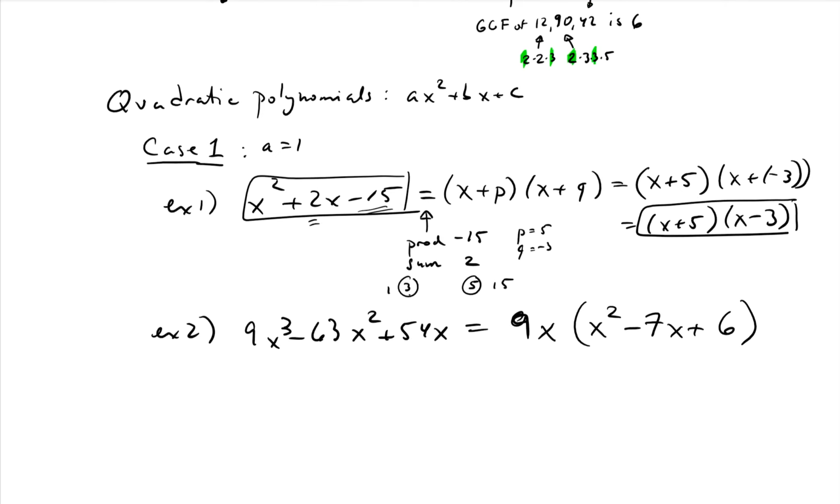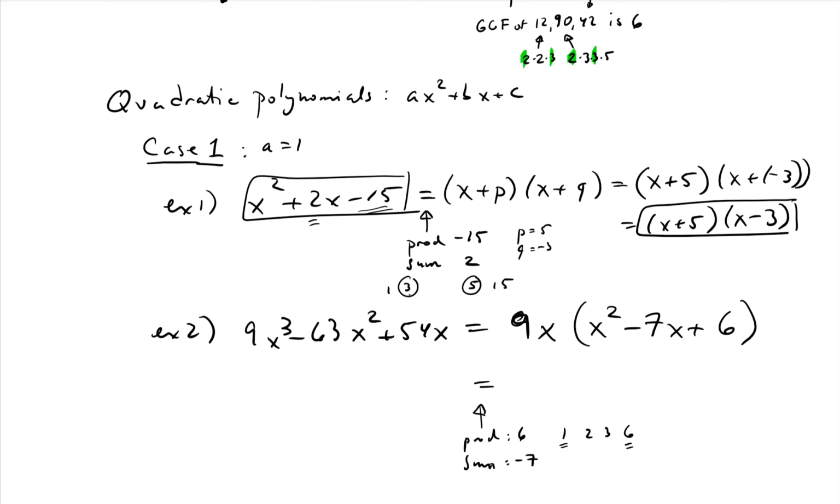Now, in the bracket, I've got a quadratic polynomial with a leading coefficient of 1, so I can apply our trick. I want a product of 6 and a sum of minus 7. The sum is minus 7, and the product is positive, so the two numbers I'm looking for are negative. A negative times a negative will give you a positive product, but a negative sum. If I list the factors of 6, they're both going to be negative, and need to add up to minus 7. So it's going to be minus 1 and minus 6.